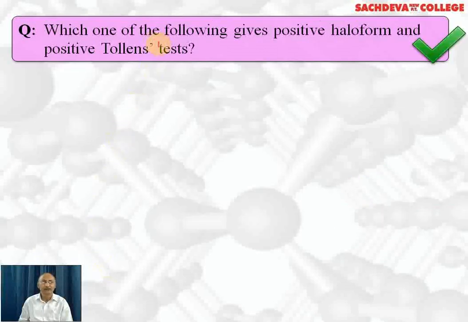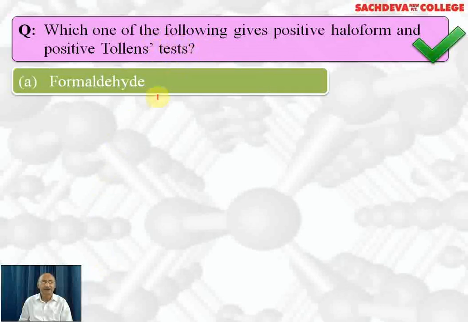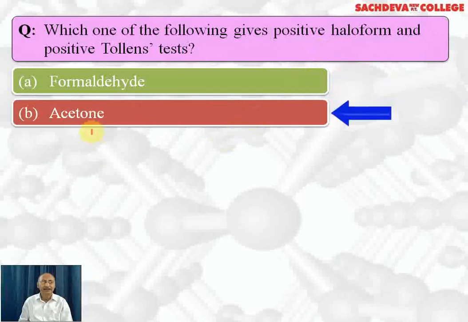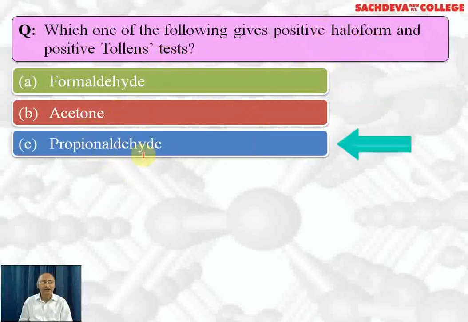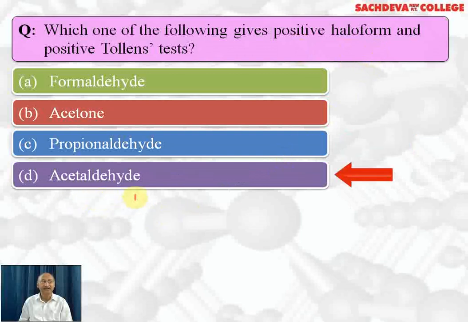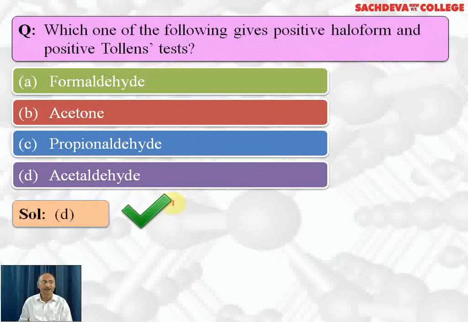Next question. Which one of the following gives positive iodoform or haloform and positive Tollens reagent test? Formaldehyde will give positive Tollens reagent test but does not give positive iodoform or haloform test. Acetone will not give positive Tollens reagent test but it will give positive haloform test. Propionaldehyde or propanol will give Tollens reagent test but will not give positive haloform or iodoform test. Acetaldehyde is the correct answer. It will give iodoform test, yellow precipitate with iodine and NaOH, and also gives Tollens reagent test. Correct answer is D part.